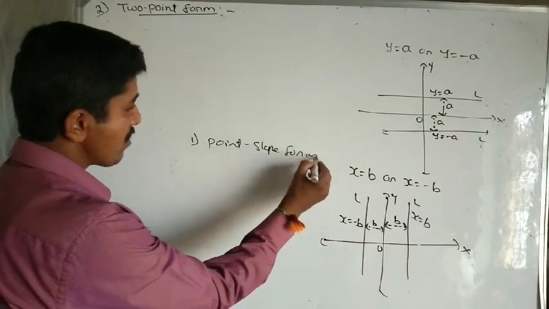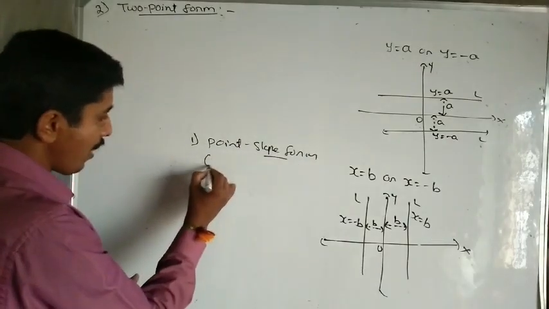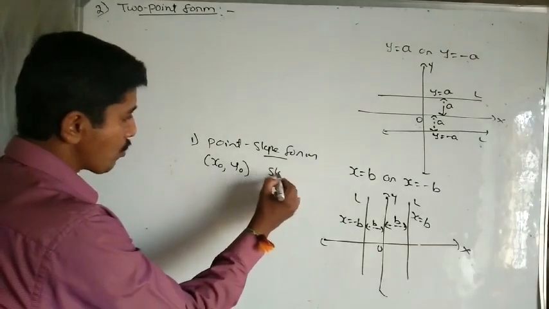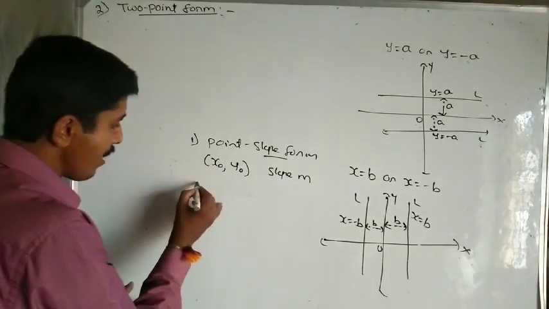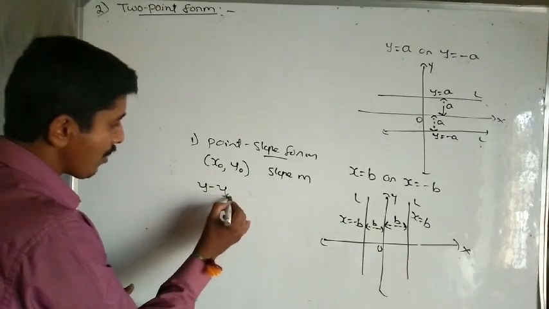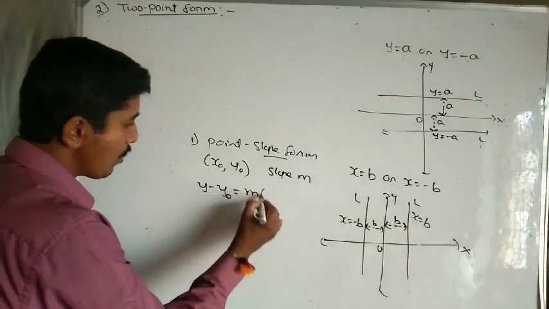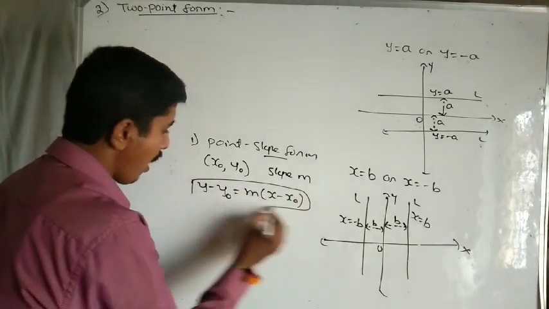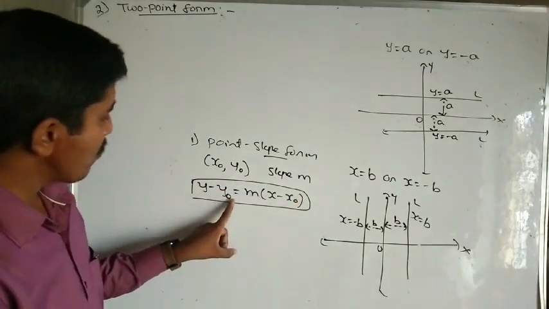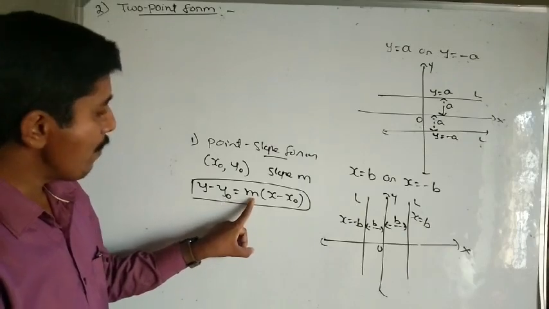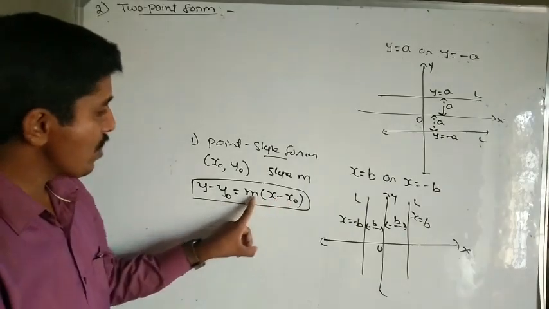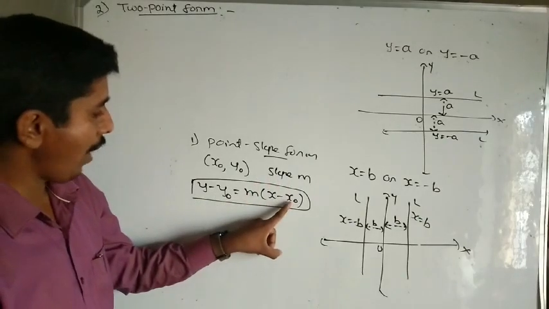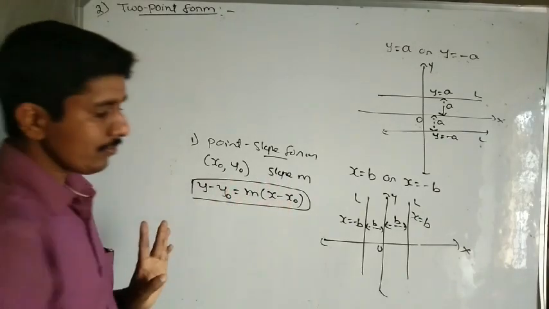And we derived the first one, the point-slope form. Point-slope form is our standard equation. The equation of the line passing through the point x0 comma y0 with slope m is given by y minus y0 equal to m into x minus x0. This is the standard equation of the line. Here m is called the slope of the line. Here this is the equation of a line passing through a fixed point x0 comma y0.